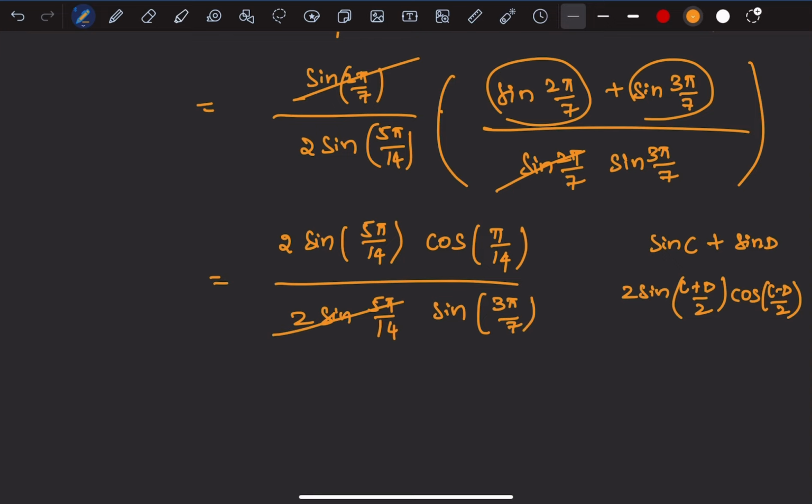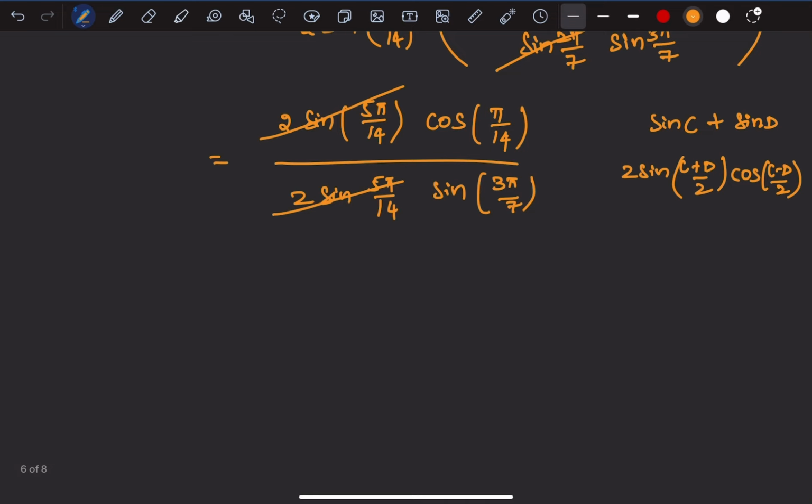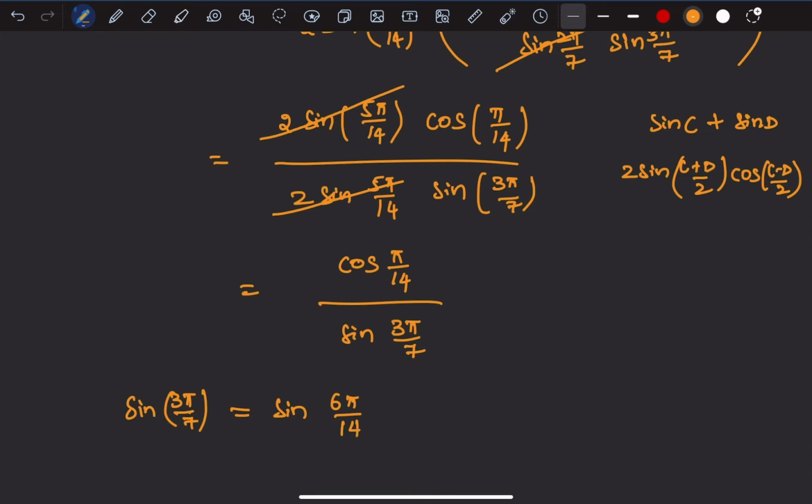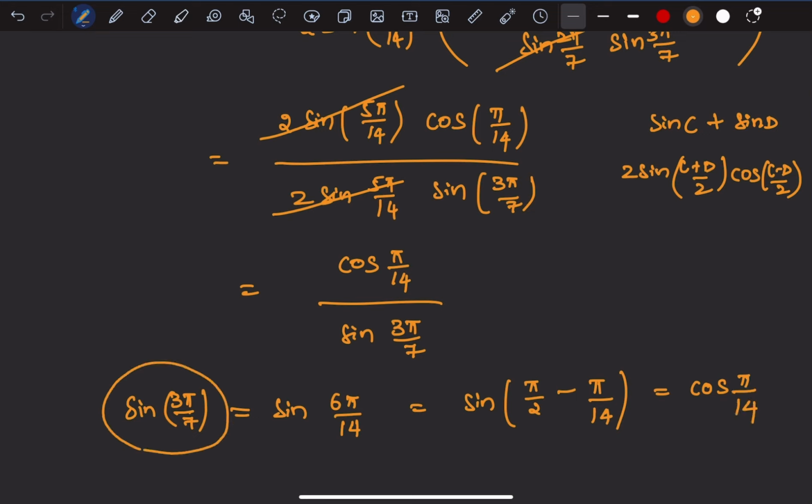2 sin 5 pi by 14 and 2 sin 5 pi by 14, these two will get cancelled. So now it is simply cos pi by 14 by sin 3 pi by 7. Sin 3 pi by 7 can be written as sin 6 pi by 14, and this can be written as sin of pi by 2 minus pi by 14, and that is simply cos pi by 14. So sin 3 pi by 7 and cos pi by 14 are equal. So this quantity is equal to 1.